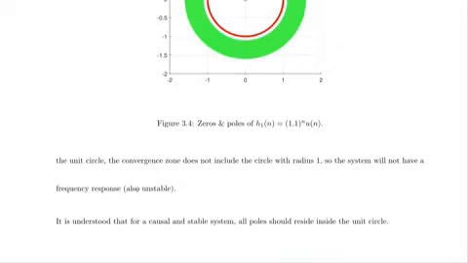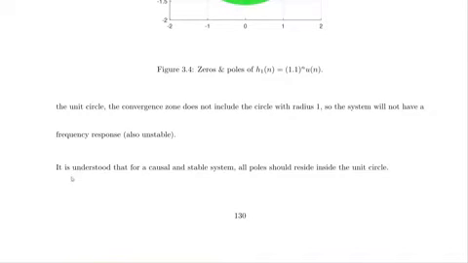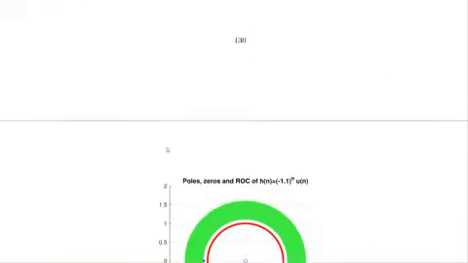Also unstable. It's understood that for a causal and stable system, both causal and stable, all poles should reside inside the unit circle. Okay.